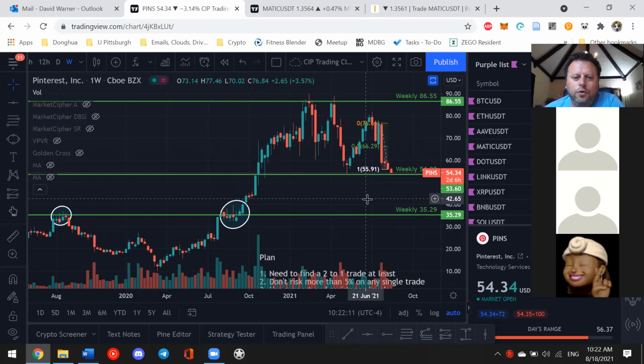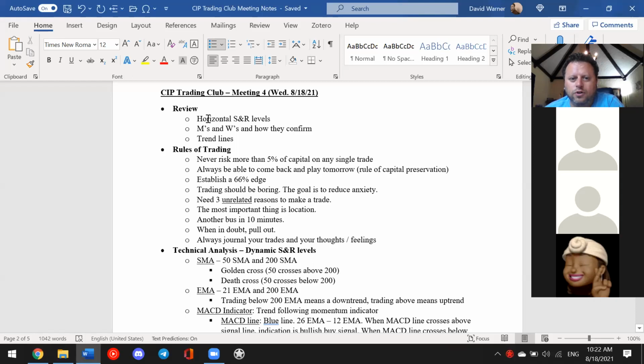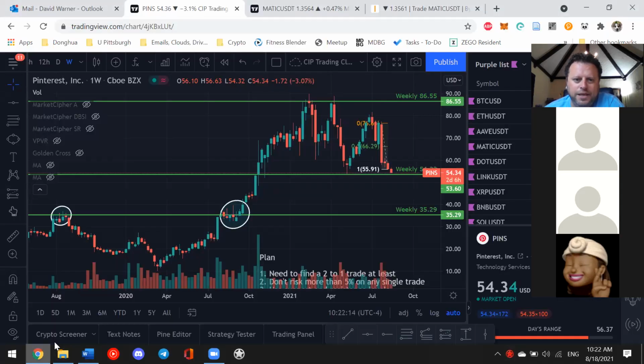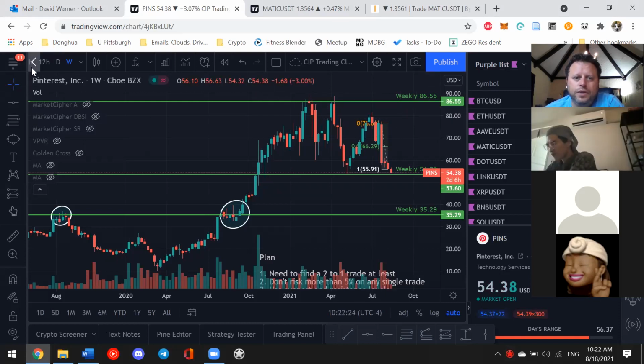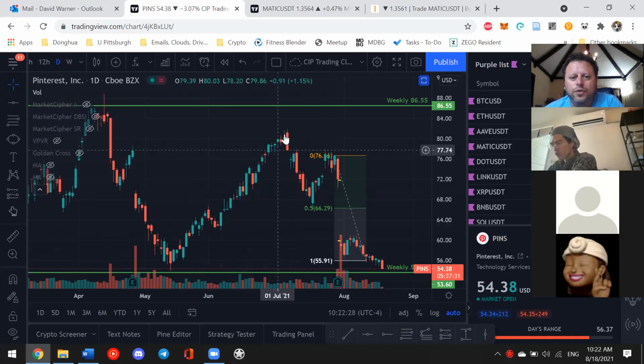Okay, so this is what I said was our first thing we learned: horizontal S and R, support and resistance levels. And what that means is going on the weekly. You might even want to start on the monthly. And once you've done that on the weekly, then you go to the daily.